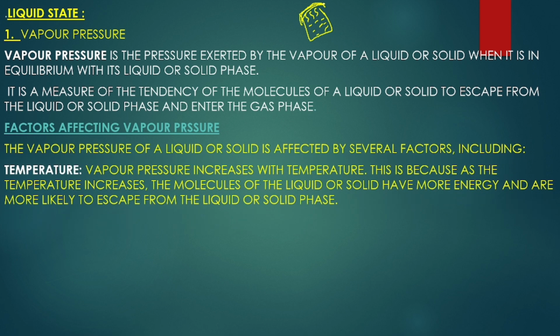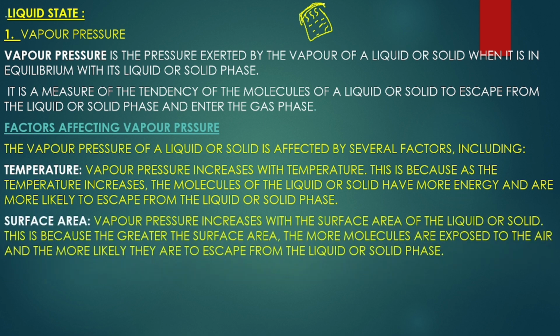The first one, temperature. In class 9th you have studied already. In the liquid state, vapor pressure increases with temperature. This is because as the temperature increases, molecules of liquid have more energy and are more likely to escape from the liquid state. Next, surface area. If the surface area increases, vapor pressure also increases. That is also very clear.